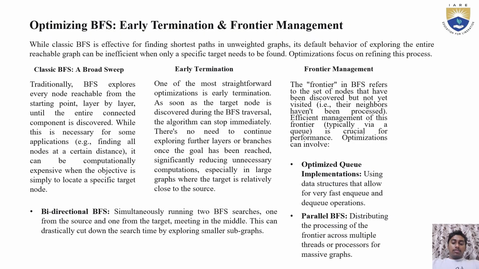Optimized queue implementations: using data structures that allow very fast enqueue and dequeue operations. Parallel BFS: distributing the processing of the frontier across multiple threads or processes for massive graphs. Bidirectional BFS: simultaneously running two BFS searches, one from the source and one from the target, meeting in the middle.